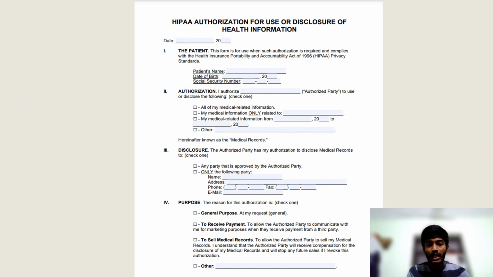This is a typical HIPAA disclosure form which includes the date, the patient stating that it is being done with his consent, an authorization and disclosure of the form, and the purpose. There are many HIPAA disclosure forms which can be made in different formats depending on the study or the hospital.